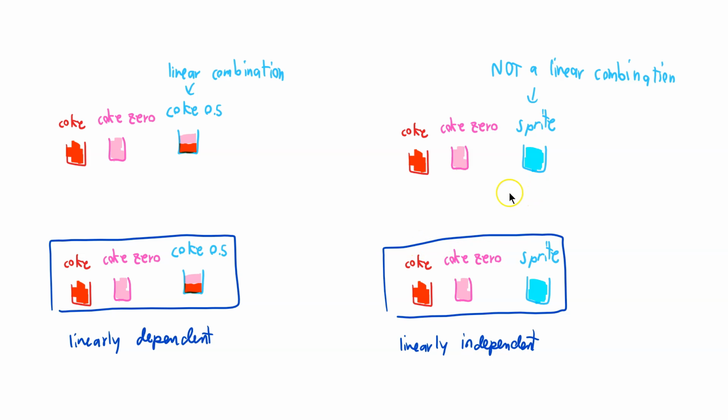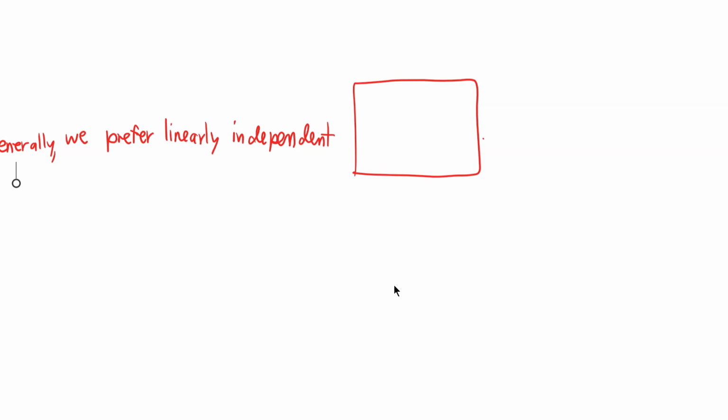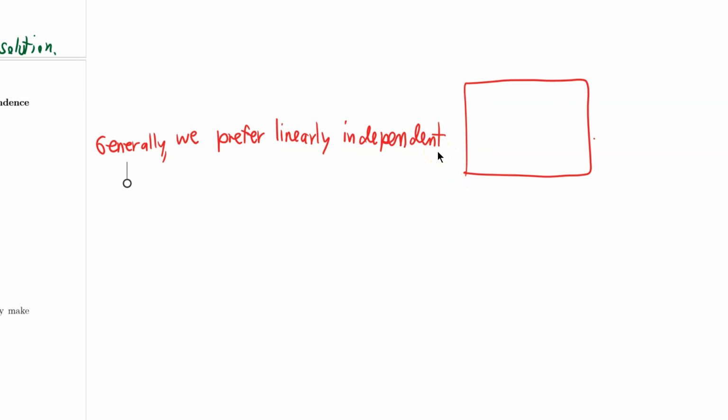But if I make a new line of product which is a mix of all things, then maybe this is more interesting because they are linearly independent. So generally, we like products that are linearly independent.